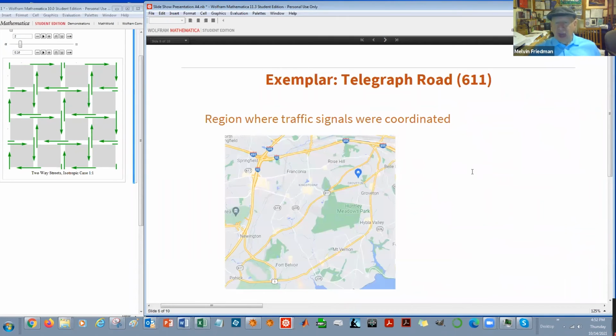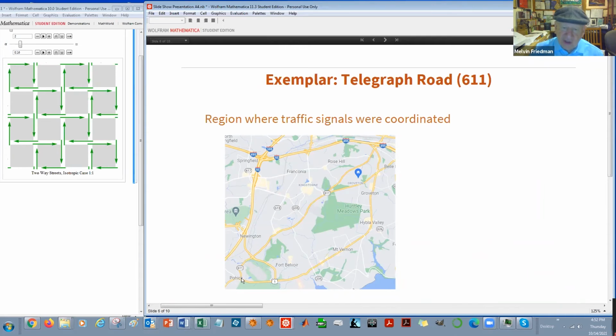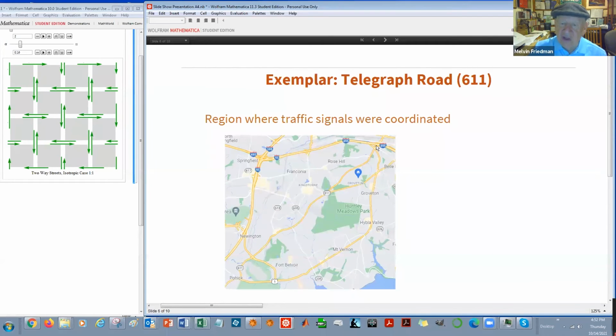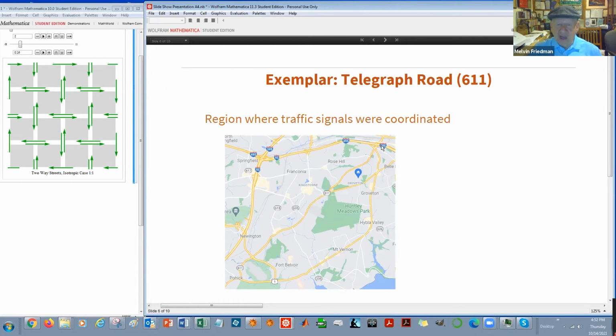So now I'm going to show you where we coordinated the traffic lights. I did it on an existing road. It's called Telegraph Road, and it starts here, and it's also called 611, and it ends, or I synchronized it up to the place where it intersects this road here. So just shy of the Beltway, which is 495.